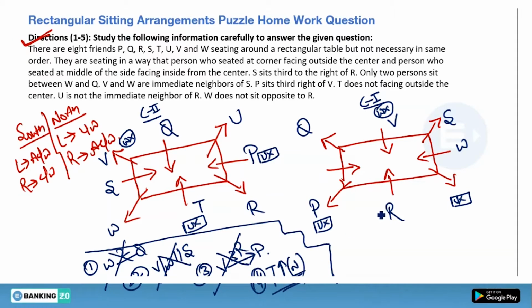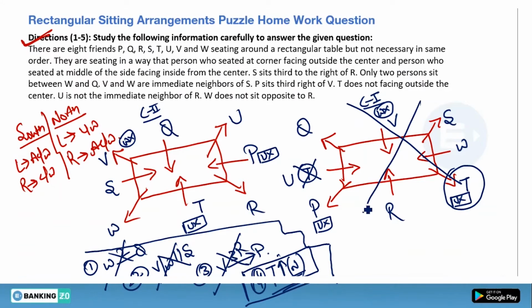Now T is facing inside. If I put T over here, there is no space left for U because U is blocked on both sides of R. So T cannot be over here, U will come here, but according to the condition given in the question, T must face inside. See, if I put T here, T will face outside, so this is not satisfying our condition number 4. So case number 1 will be completely eliminated. Every condition is getting satisfied in case number 2 only, so this is our correct answer.